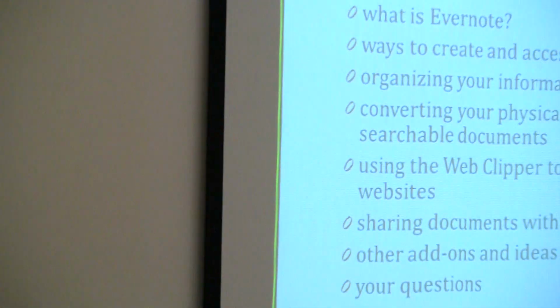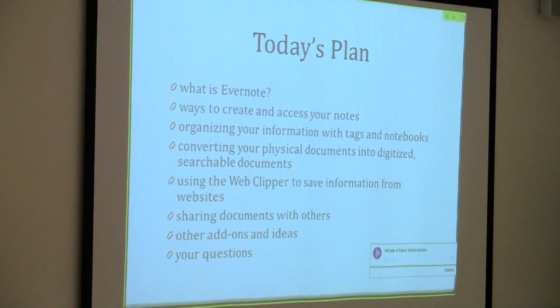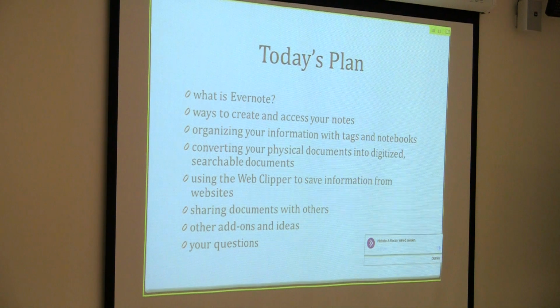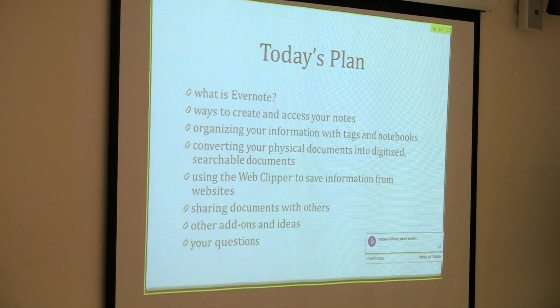All right, so today, what are we going to talk about? First of all, what is Evernote? We'll talk about ways to create and access your notes, which is what they call the documents or the information in Evernote. Organizing your information with tags and notebooks, so some various different ways you can organize your stuff to get to it a little more easily. Converting physical documents into digitized, searchable documents. So this is really cool. You can take a picture with your iPhone or mobile device or iPad of a printed document, and then it becomes something that is stored in your Evernote and is searchable, which is very cool. We'll talk about using the web clipper to save information from websites. So it's a simple one-click button that then you pull everything into a note. How to share documents with others. So there's a lot of sort of collaborative stuff you can do with Evernote. And then there are some add-ons that you can also get that are apps that work with Evernote. And we'll talk about some other ideas about how you can use this. And then, of course, we'll have time for your questions.